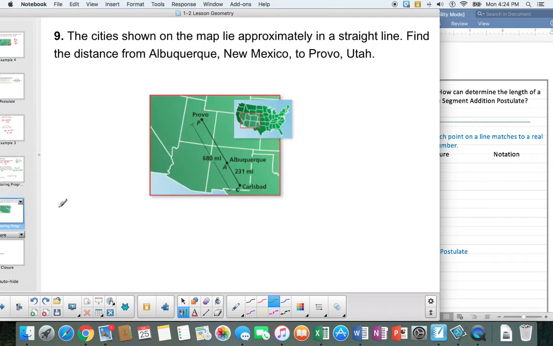And we go back to the map problem. And in this map problem, we want to find this length right here. So again, we're going to take the big distance, and these points are all collinear, and that'll be x plus 231. And when we subtract, that's going to be 449 miles is equal to x.